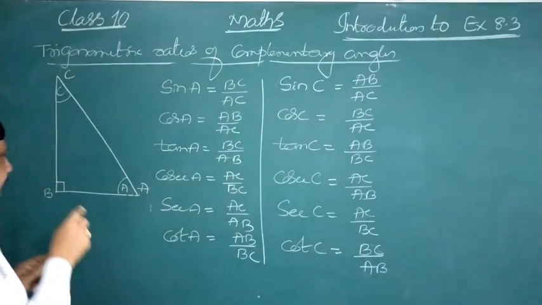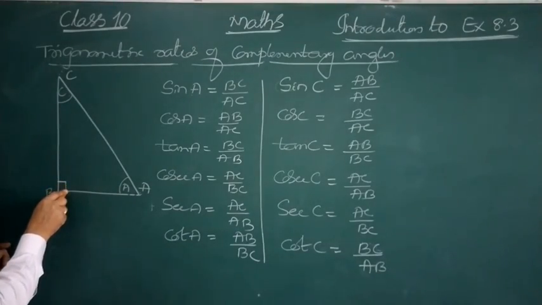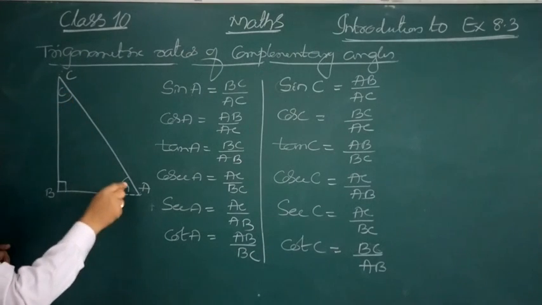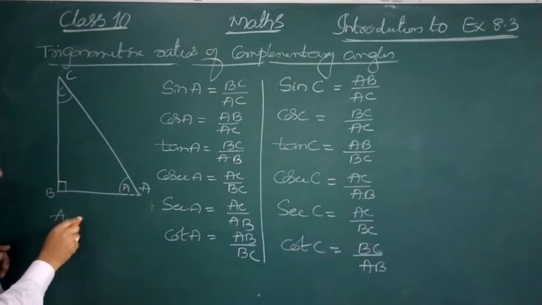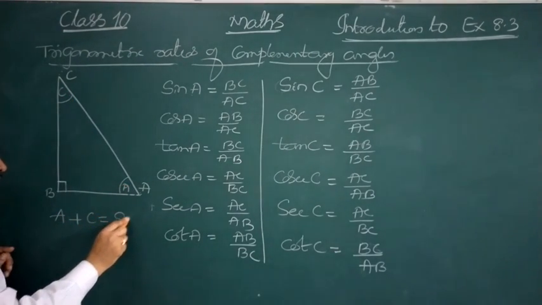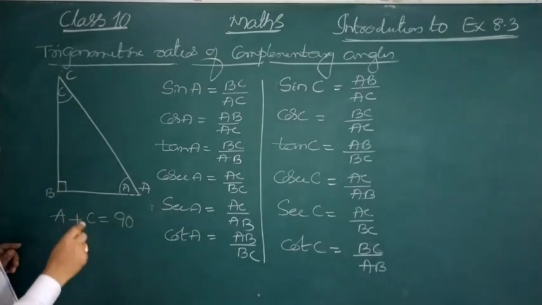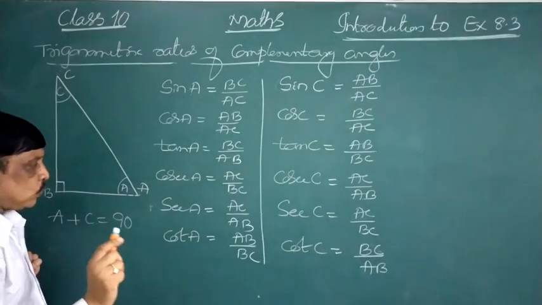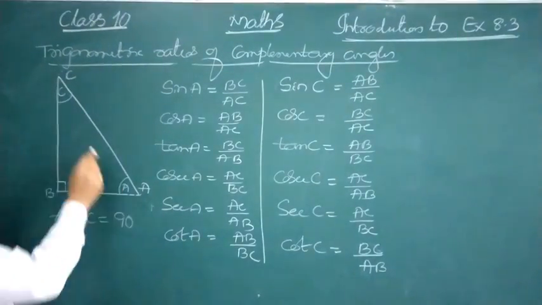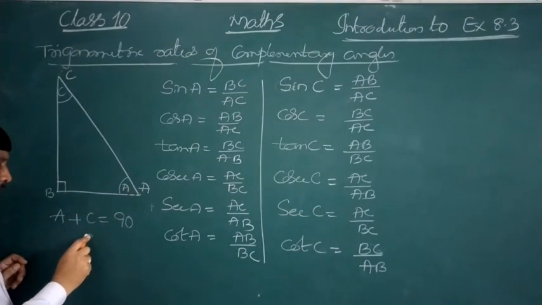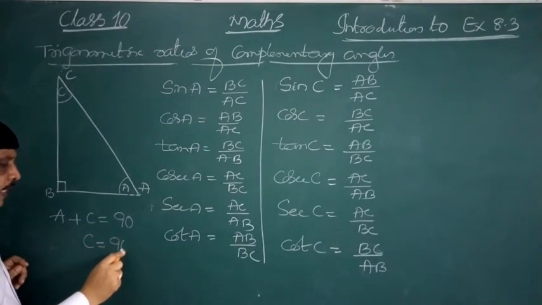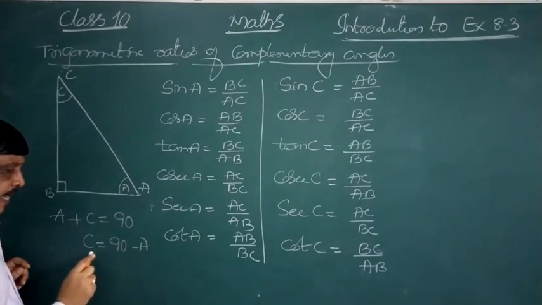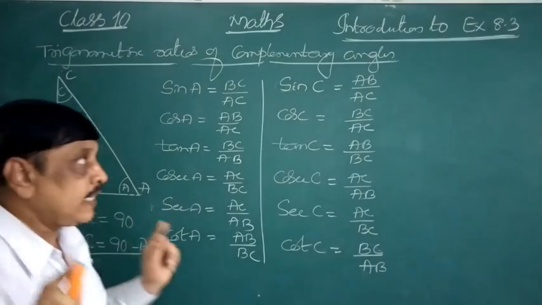Okay, here this angle is 90 degrees. Means here, what happens? Angle A plus C equals 90 degrees, because in a right triangle, the sum of the angles equals 180 degrees. So here A plus C equals 90 degrees. Therefore, C equals 90 minus A. Is it right?